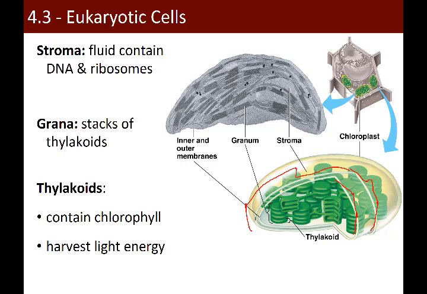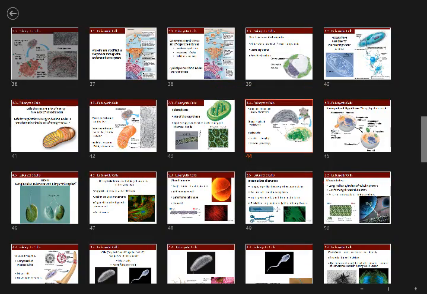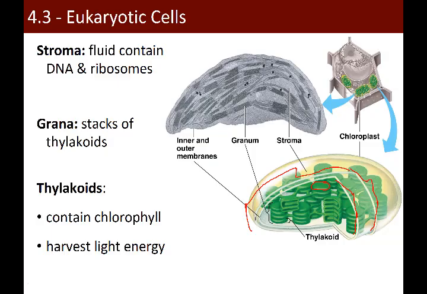Instead, the surface area of the inside of the chloroplast is provided by these little green disc-like structures that are shown here. And each one of those little discs is known as a thylakoid. And each thylakoid is going to contain the pigments, the chlorophyll, that's essential for photosynthesis. And this is going to be where light energy is harvested.